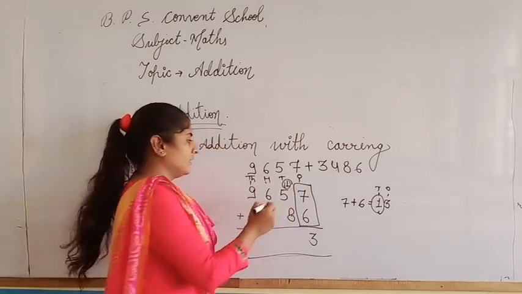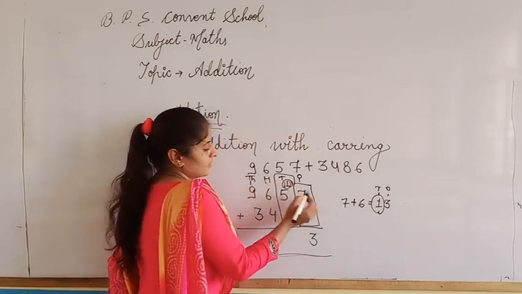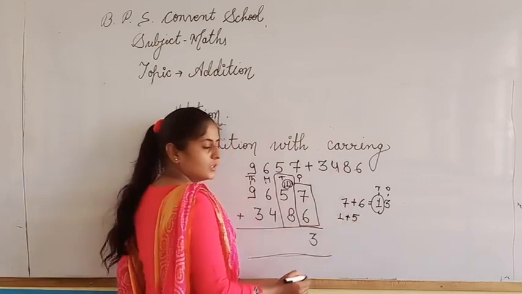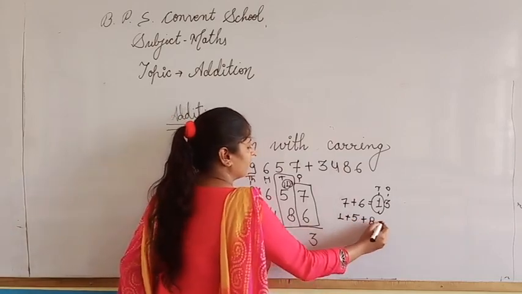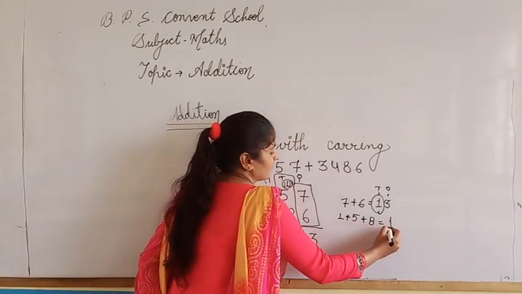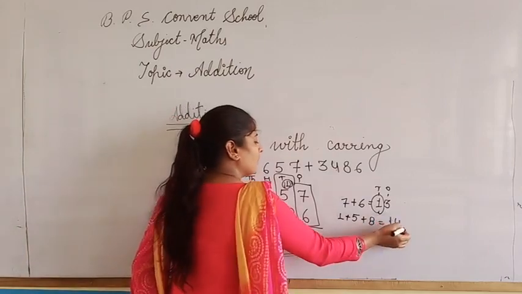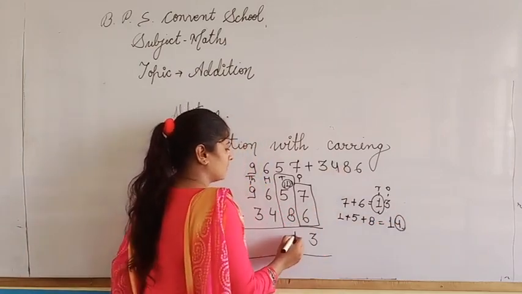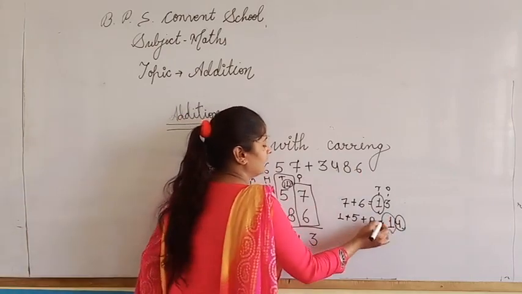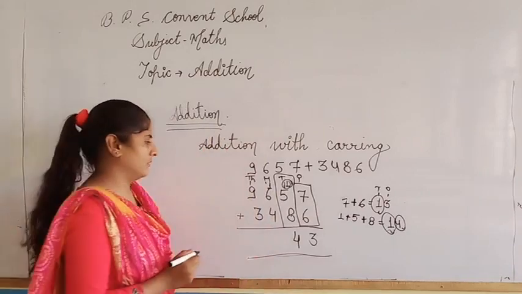Let's add the tens place digits. Tens place digits: 1 plus 5 plus 8. When we add these digits, we get 40. Again, this place digit we write here, and the next digit over the next place digit.